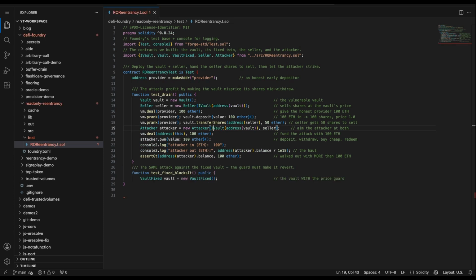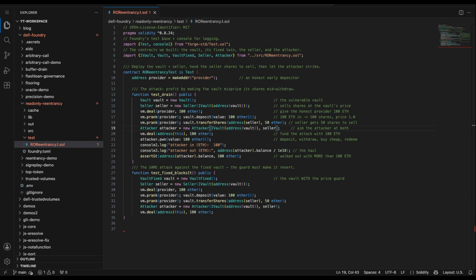And here's the test for the fix. Same setup, but now the guarded vault. The key line is expect revert. We're telling Foundry the very next call must fail. Then we run the exact same attack. If the guard does its job, the seller's price read reverts mid-withdraw. That failure bubbles all the way up and the whole call reverts. This test passes precisely when the attack does not.